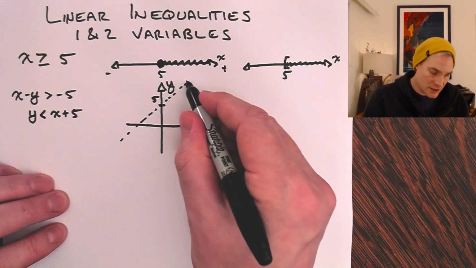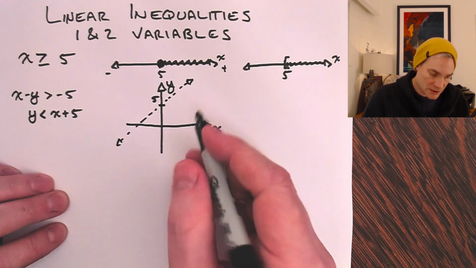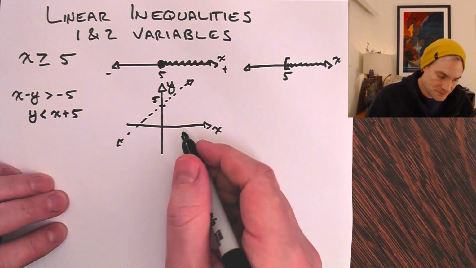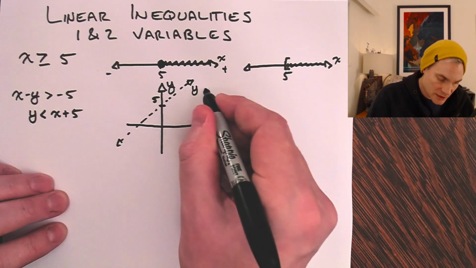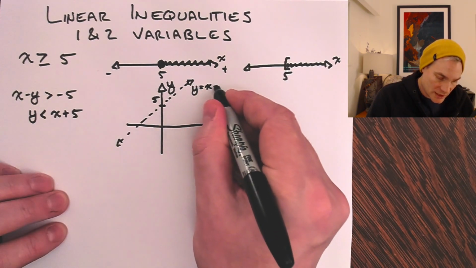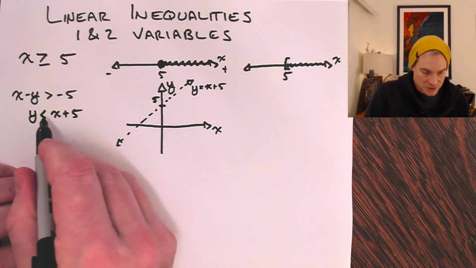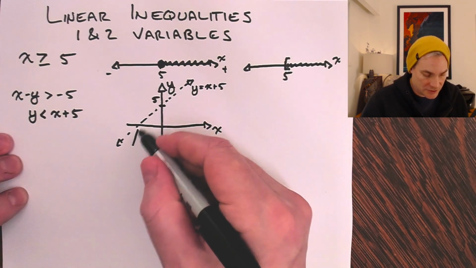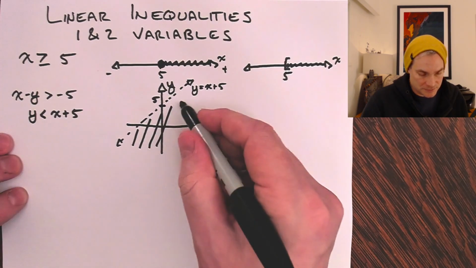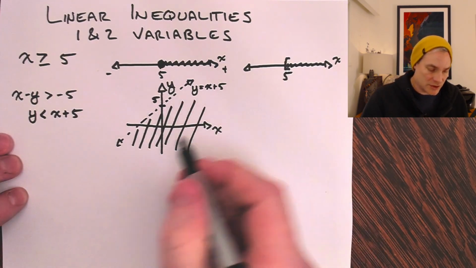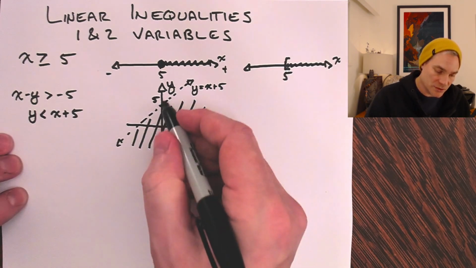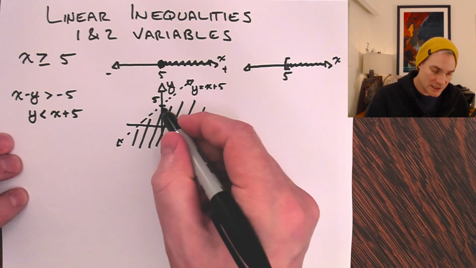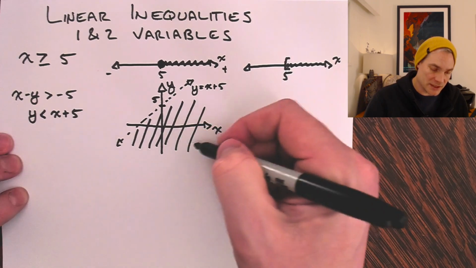So this is our line, and you can see that I've only sort of dotted it in. So this is our line y equals x plus 5. But the solution is when y is less than this. So that's actually everything down here, right? So this is our solution space. So when is y less than this line? It's less when it's down here.